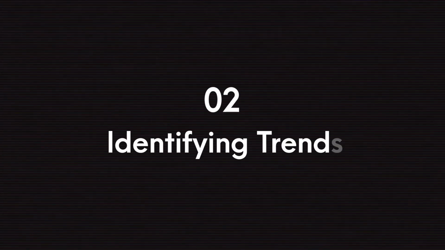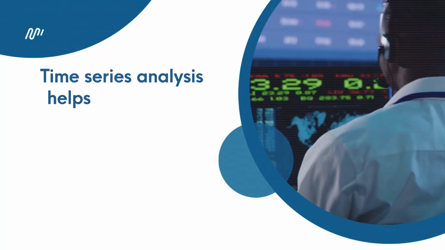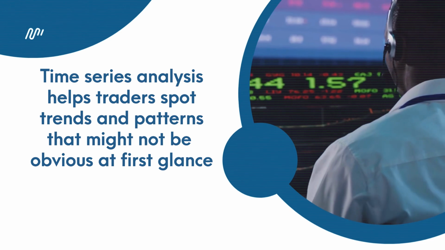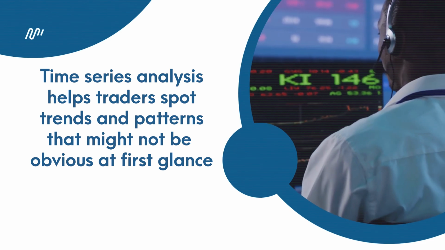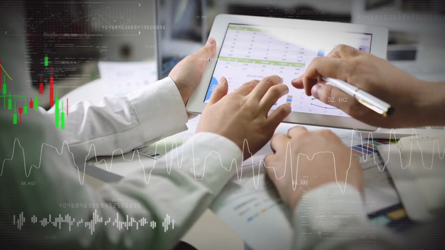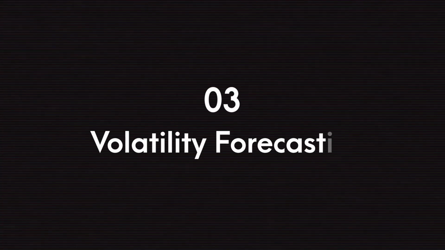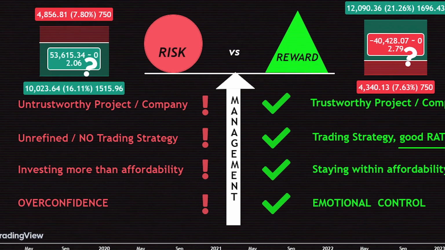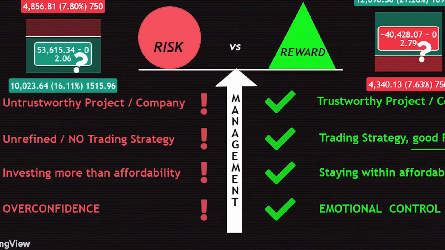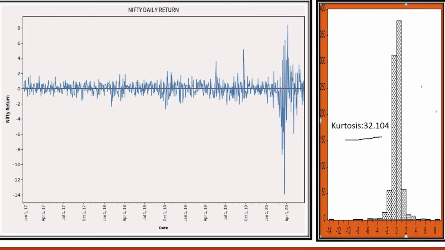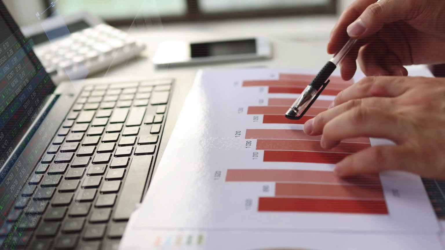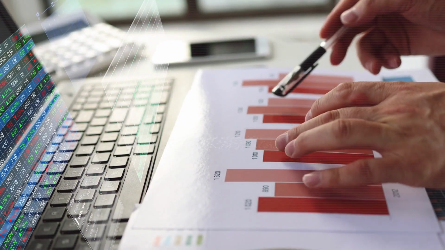2. Identifying trends and patterns. Time series analysis helps traders spot trends and patterns that might not be obvious at first glance. This can lead to the development of trading signals and strategies. 3. Volatility forecasting. Understanding and predicting volatility is essential for risk management. Models like GARCH are designed specifically to forecast market volatility, helping traders prepare for sudden price swings.